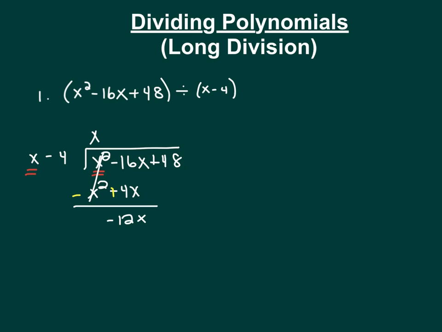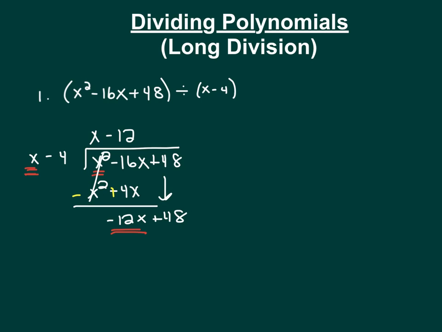Okay, now since there's two terms outside the division bar, we want to have two terms down here. So in order to do that, we're just going to take our positive 48 and bring it right down. Okay, so now we're going to repeat this process. We're going to say, what do I now need to multiply this x by to get me to a negative 12x? Well, since x times negative 12 is negative 12x, negative 12 is what I'm going to write up here.